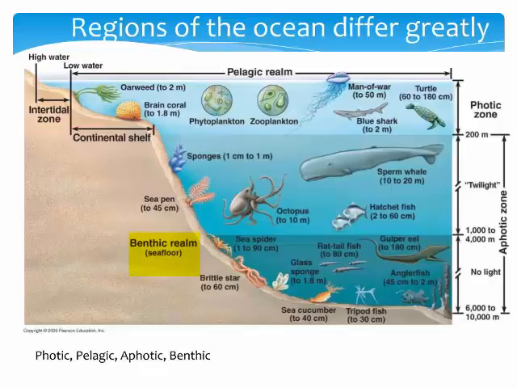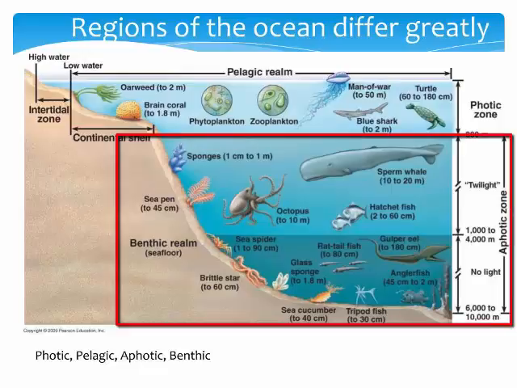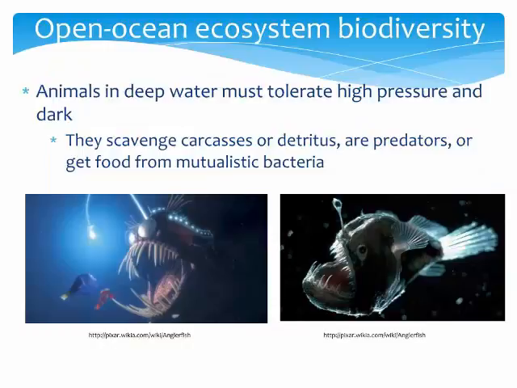Animals in deep water must tolerate high pressure and complete darkness. They have very interesting adaptations that allow them to live in this extreme environment. For example, the anglerfish is a well-known bottom dweller. This fish is even featured in the movie Finding Nemo. The image on this slide also delineates the aphotic zone. This is a zone where the water is too deep to allow light to penetrate it. The bulk of the ocean is in the aphotic zone. Marine organisms that live in the aphotic zone are adapted to tolerate incredibly high pressure and complete darkness.